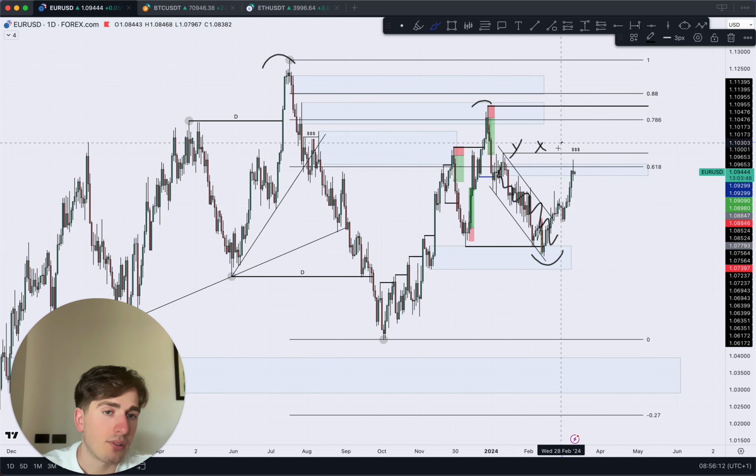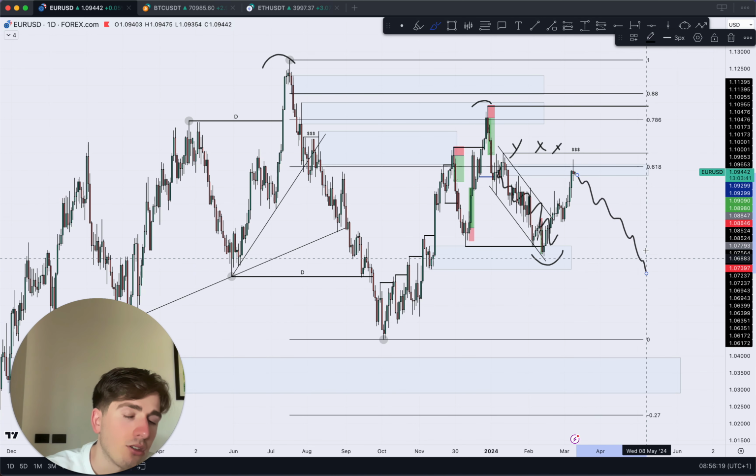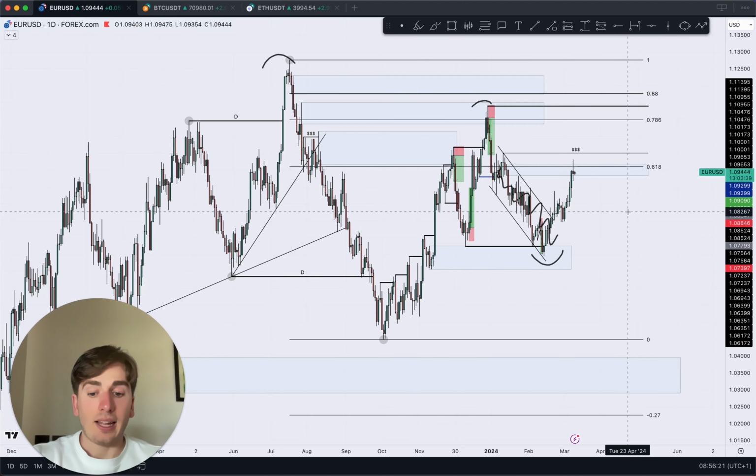There's still some liquidity resting above this high, so we might take that out and then move. But if we see that decisional demand zone on the 4-hour already taken, I will be really happy to look for that short. So that's euro dollar.